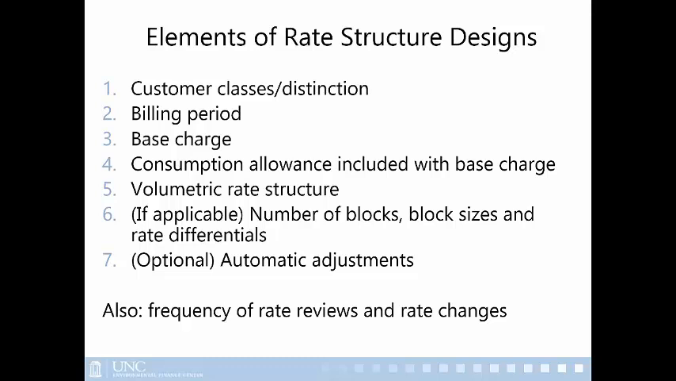And then there's the optional automatic adjustments, and that means, for some utilities, they're finding things like having a drought surcharge or whatever you want to call it, but some process by which the rate structure automatically changes, or the rates automatically change temporarily based on external forces. That helps with some of the objectives, like recovering costs and encouraging conservation. So I'll talk a little bit about that, but I might not talk a lot. If you are interested in looking at drought surcharges or other kinds of automatic adjustments to your rate structure design, feel free to send me an email, and I'm happy to schedule a time to talk.